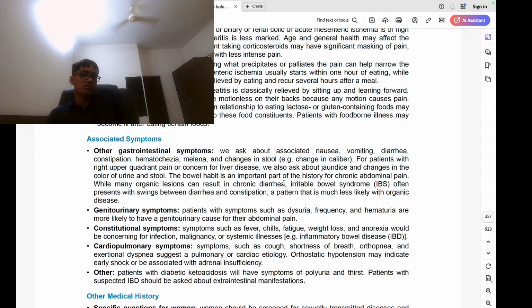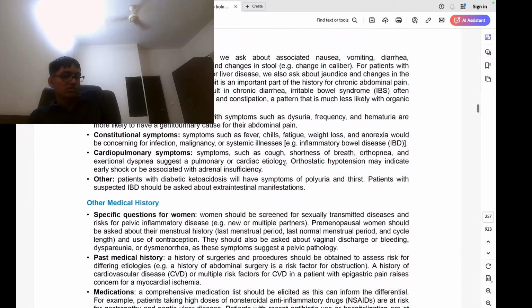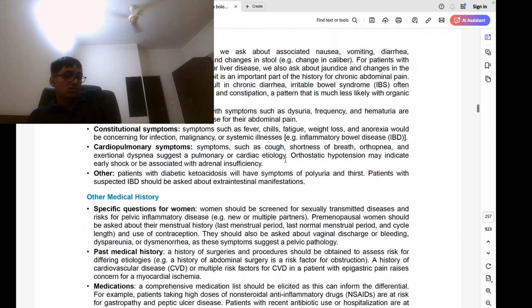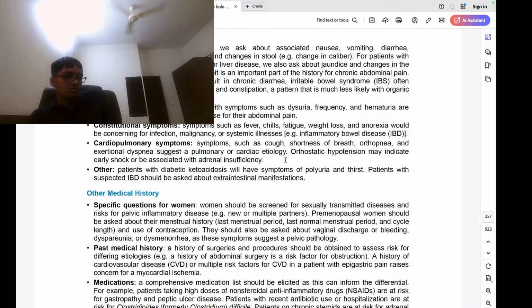A patient with foodborne illness may become ill after eating certain food. Associated symptoms, other gastrointestinal symptoms: I ask about associated nausea, vomiting, diarrhea, constipation, hematochezia, changes in stool, change in caliber.